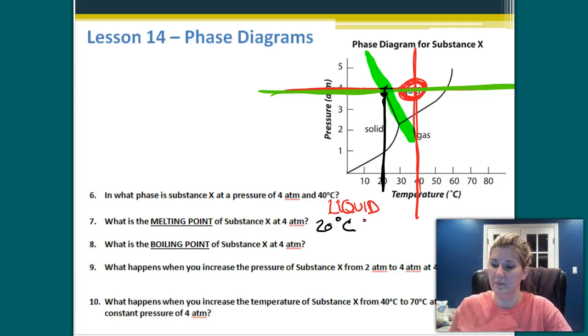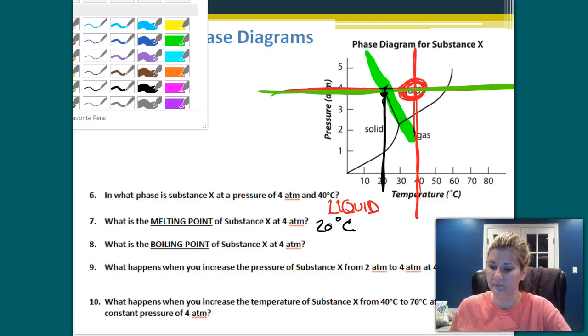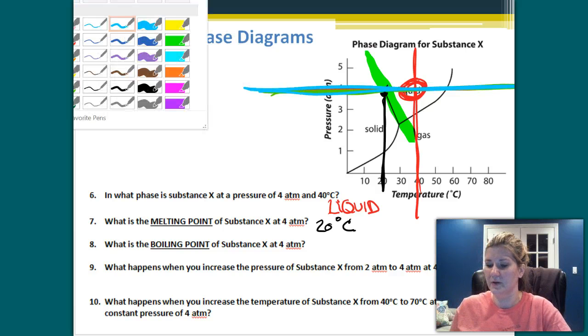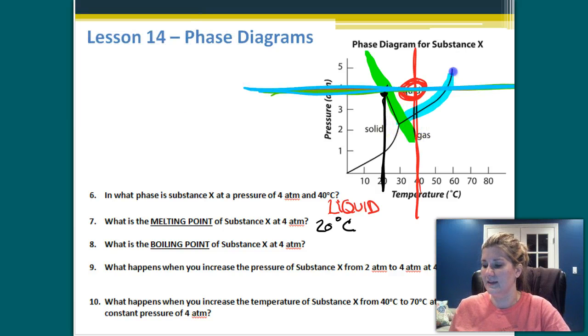We're going to do the same thing for boiling point. I'm going to take a blue pen this time. At 4 atm, our line is right here, except this time we're going to be looking at the intersection with the vaporization curve to get the boiling point. So we get that point, and we draw our line down. It's about 55 degrees C.